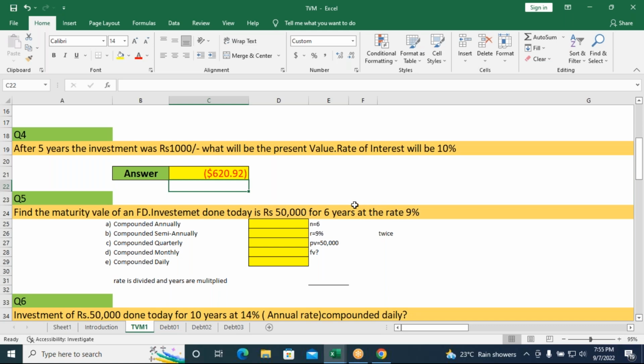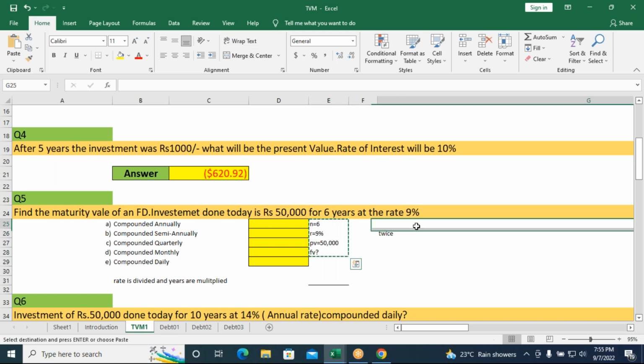So what am I looking for here? Here I'm looking for FV, future value. First let's see compounded annually. Annually is nothing but if it is calculated for a year, how the calculation will be done. Okay, so I'll go is equal to FV. I'm looking for future value.